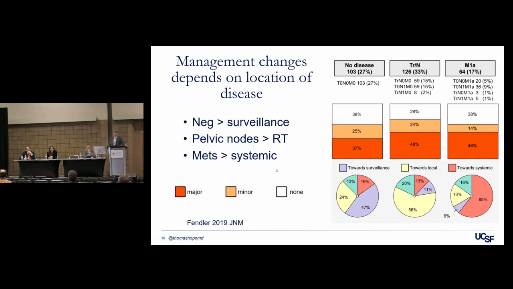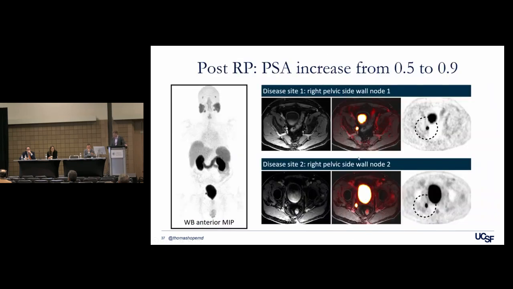Obviously, PSMA PET has a huge impact on the management of patients, right? This is just showing that in patients who, in essence, have a negative PSMA PET, there was a trend towards surveillance. If they had nodal disease, there was a trend towards radiation therapy or targeted therapy. If they had metastatic disease, there was a trend towards systemic therapy. This is all fairly obvious. I do have some issue with this surveillance data, and I'll show you some slides on that in a couple slides about why hopefully we don't surveil patients with PSMA negative disease.